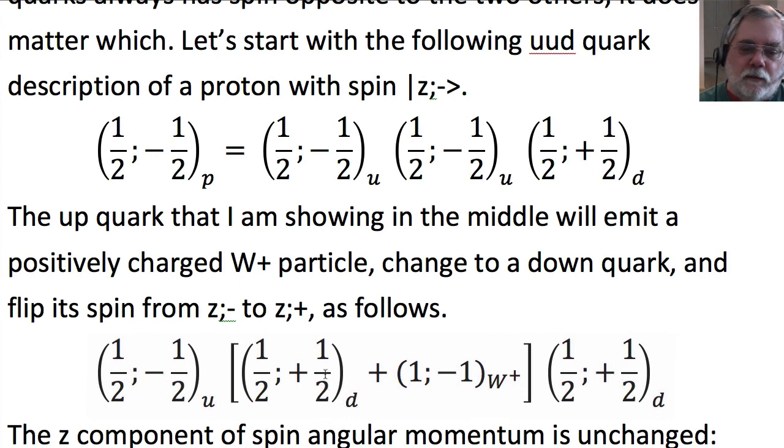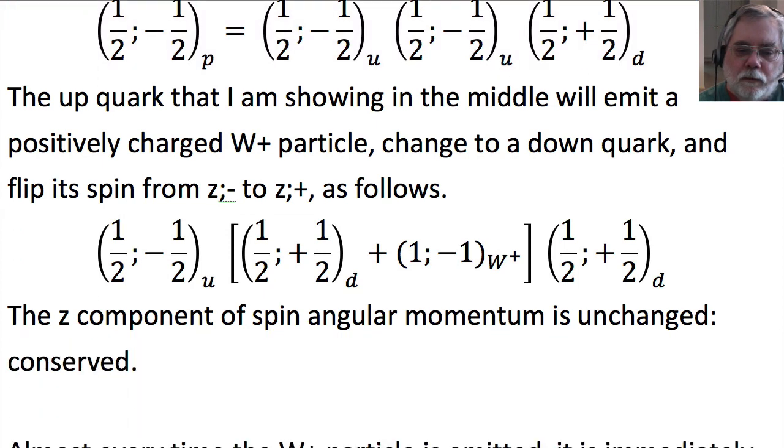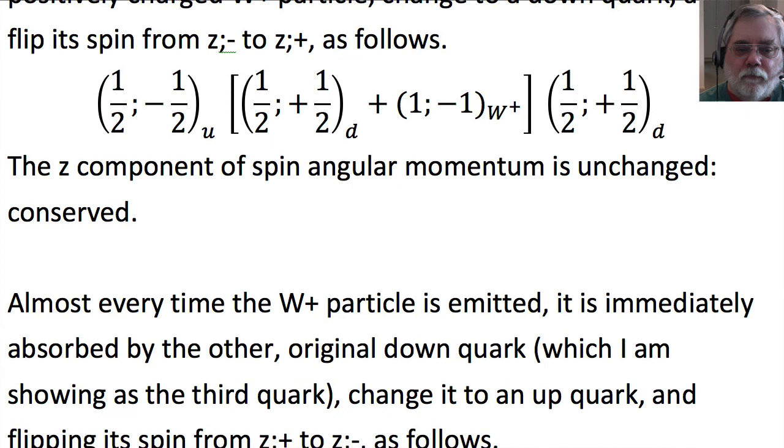The z component of spin here is plus 1/2 minus 1, or minus 1/2. The z component of spin angular momentum is unchanged. It's conserved. Now, almost every time the W particle gets emitted, it's immediately absorbed by the other original down quark, the one on the right, which I'm showing as the third quark. This W plus gets absorbed by this down quark, and it changes it to an up quark, and flips its spin from plus 1/2 to minus 1/2.